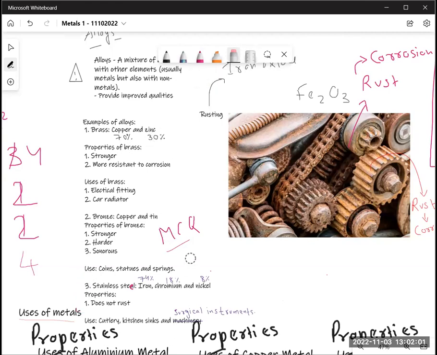Bronze, yeah, that's what I was thinking. So I'm going to give you the percentage in a second. Finish writing. Just give me a few minutes to remember it. All right.